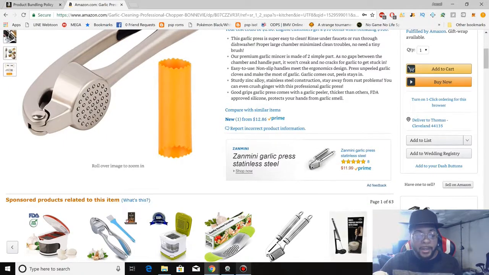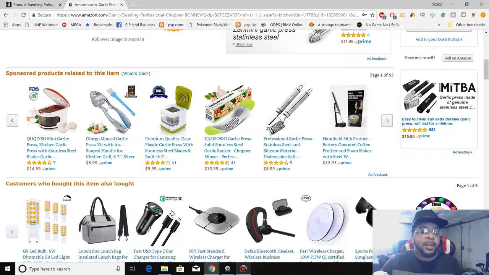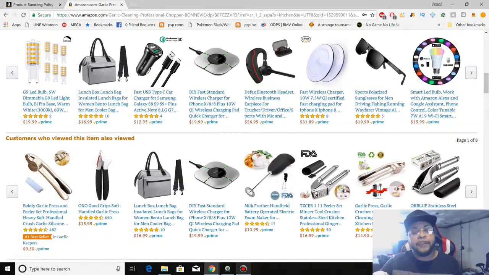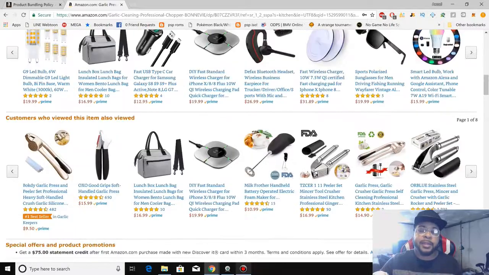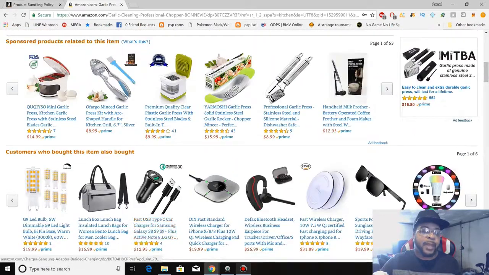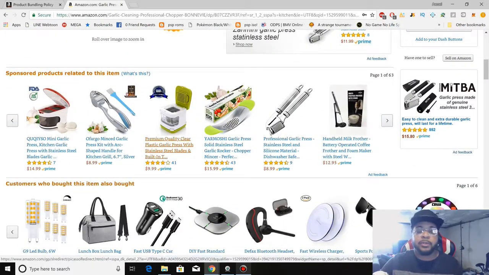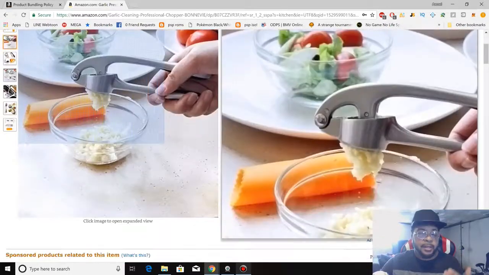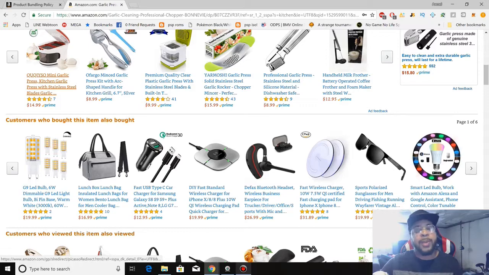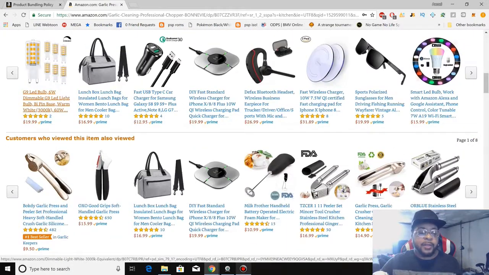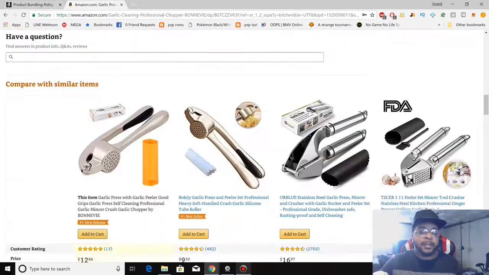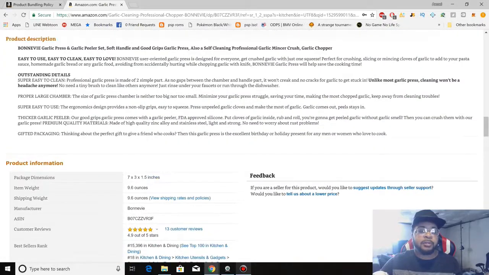Number two pro tip for bundling your product: you come down to the sponsored products related to this item, customers who bought this item also bought, and customers who viewed this item also viewed. You want to go here and look at these products and see what it is that the customers are doing once they get off of this listing and scroll down, what are they doing, or what pages are they going to. Now, they also have the frequently bought together. That's something else that you can also utilize.